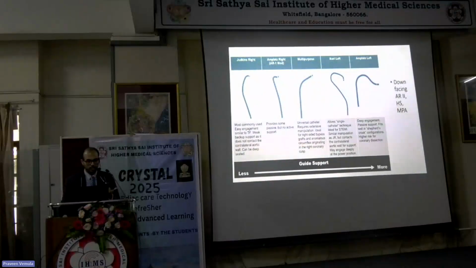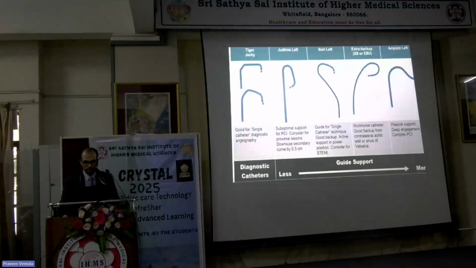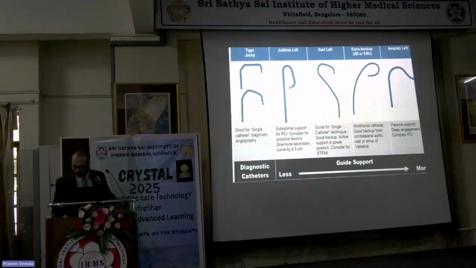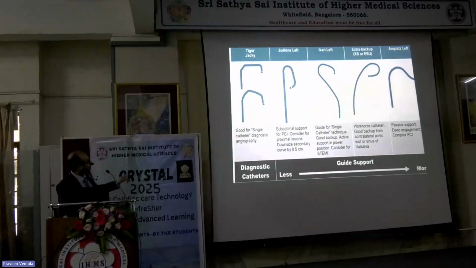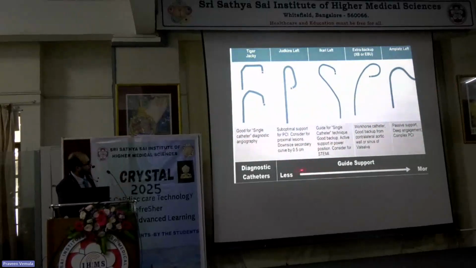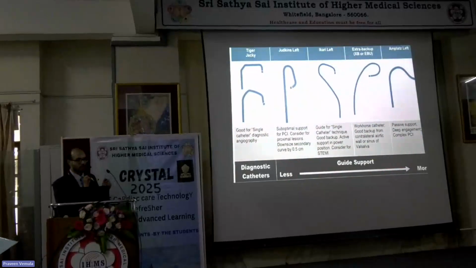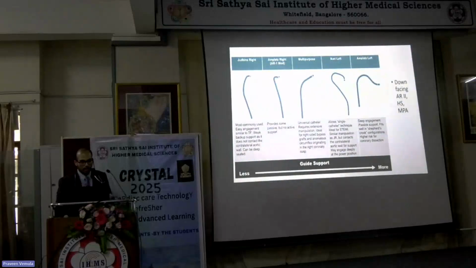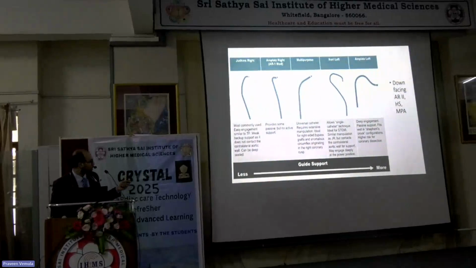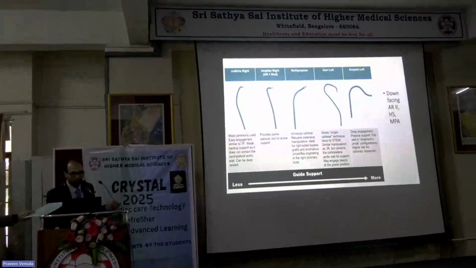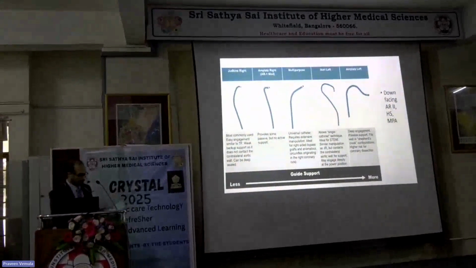So these are the JR catheters. As you go from JL to an Amplatz left, you can see that the guide support keeps increasing. These guides give you more of an active support than a passive support. And these are your right catheters: your Judkins right, Amplatzer right, your MP catheters.